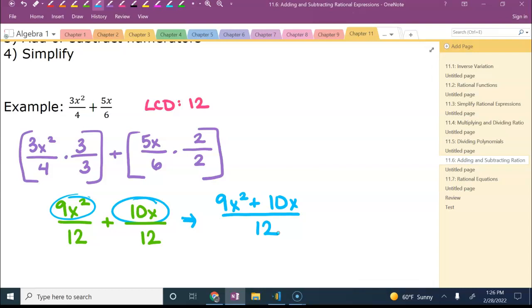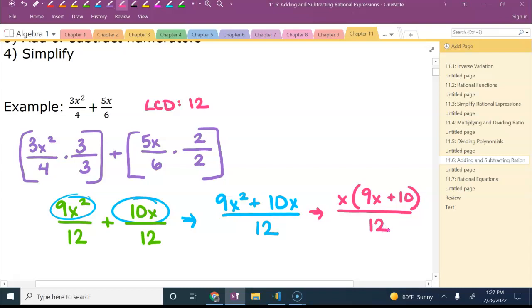Now, something to get in the habit of is, when you get to this point, see if there's anything on the top or on the bottom that you could possibly factor out. On the top, all we can really factor out is x, and I would be left with 9x plus 10. I took an x out because I saw that they at least each had 1. I can't do anything to the bottom, so I'm going to leave that over 12.